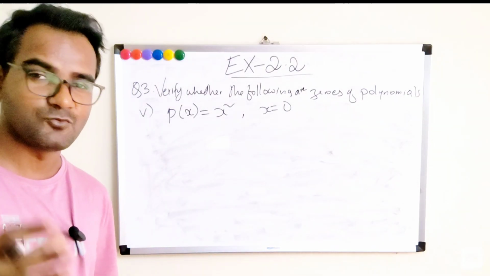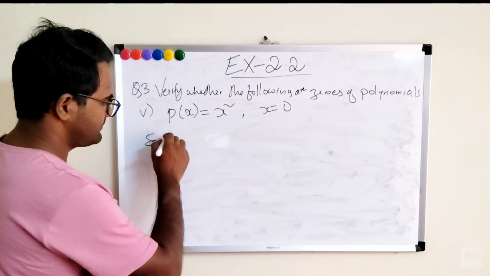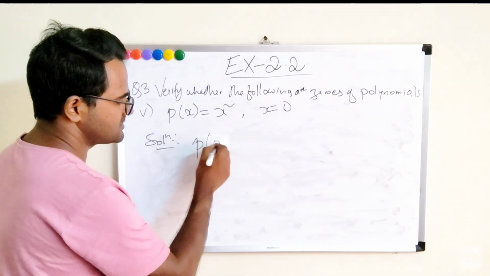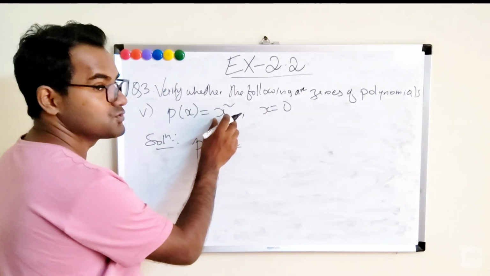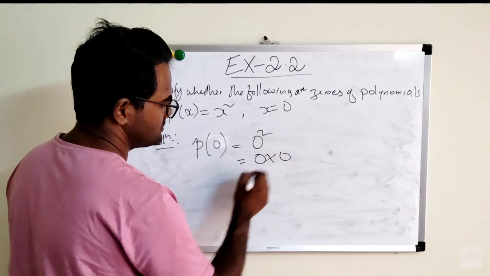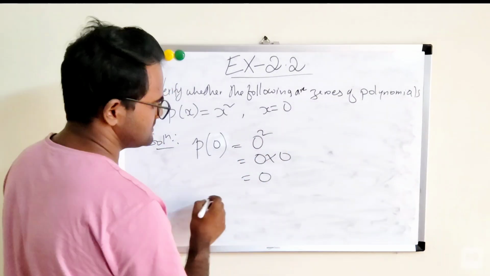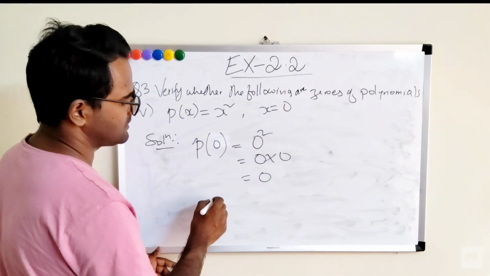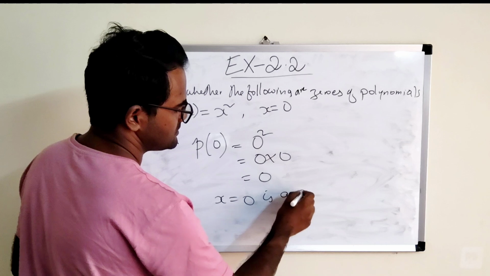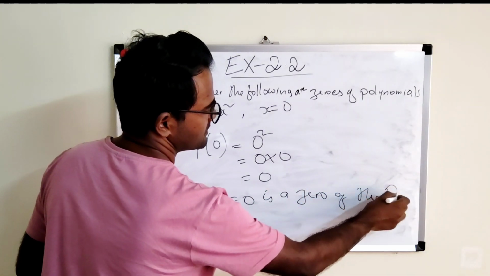We have this number 5, right? So number 5 is very easy, a one-step process only. Solution. P of 0, what we have to put in place of x is 0, equal to x square, which means 0 square. So 0 into 0 equals 0. So yes, x equals 0 is a zero of the polynomial.